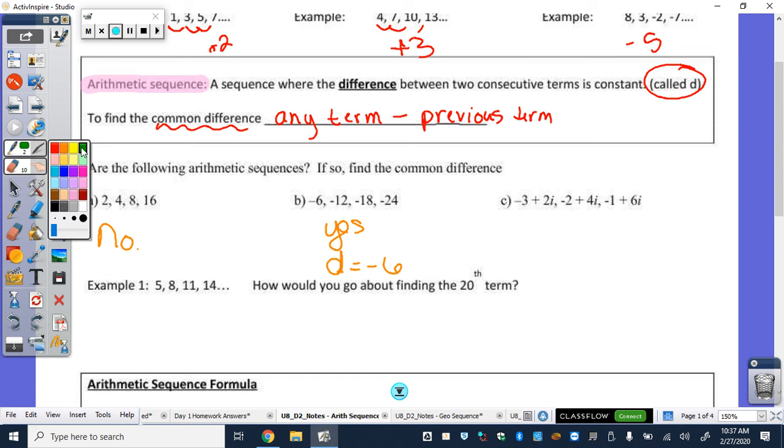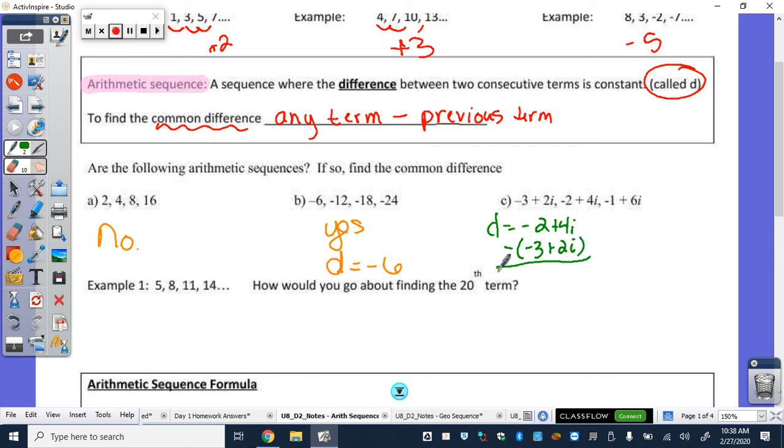And then my third example there might be a little trickier to see. So again, what we can do, I can take my second term, which was that negative 2 plus 4i, and I can subtract the first term from it, the negative 3 plus 2i. What do we end up getting when we subtract those? 1 plus 2i.